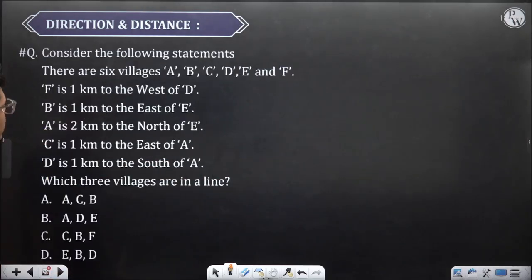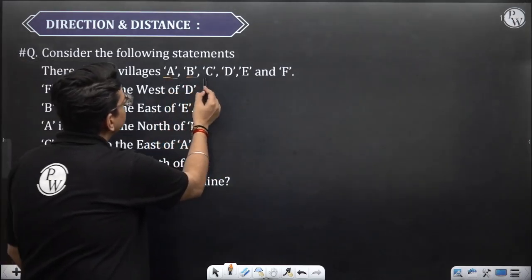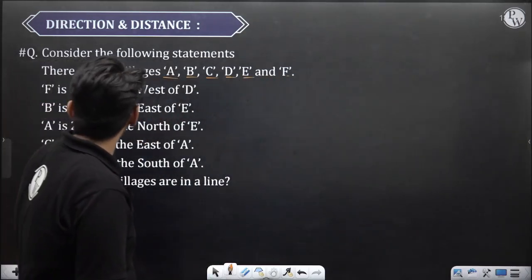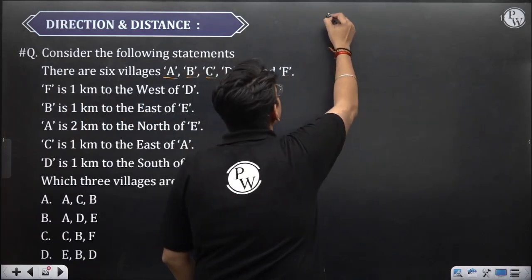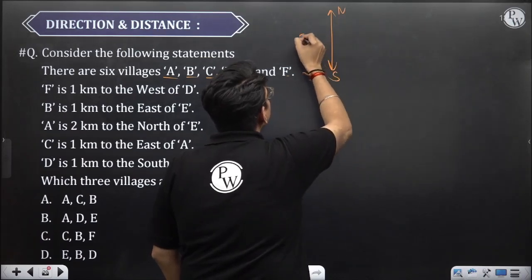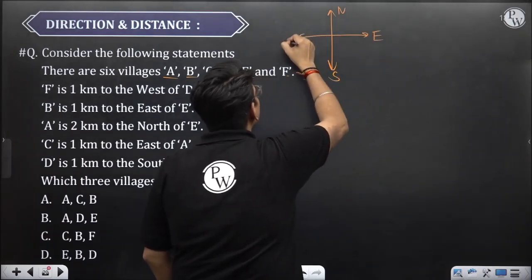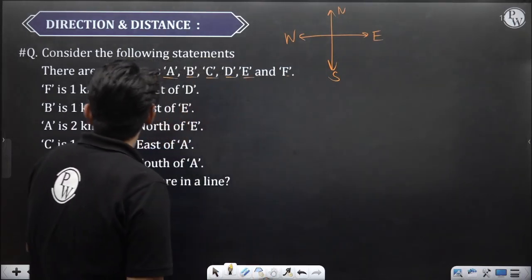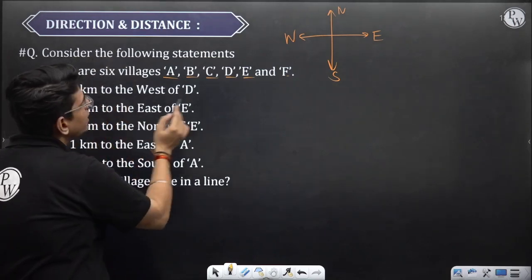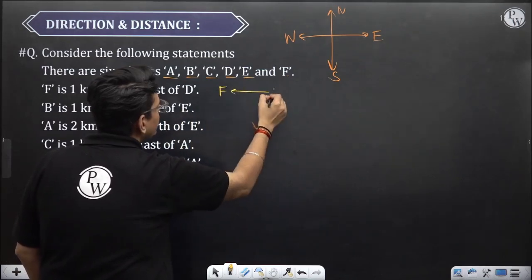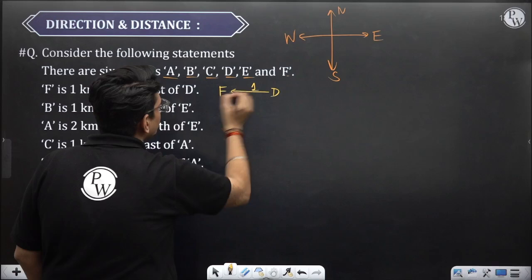Let's see another question. There are 6 villages A, B, C, D, E, F, right? F is 1 kilometer to the west. First, let me draw this: this is north, south, this is your east, and this is your west, right? What is given in the question? F is 1 kilometer to the west. So this is F, west of D, right? This is your 1, okay.